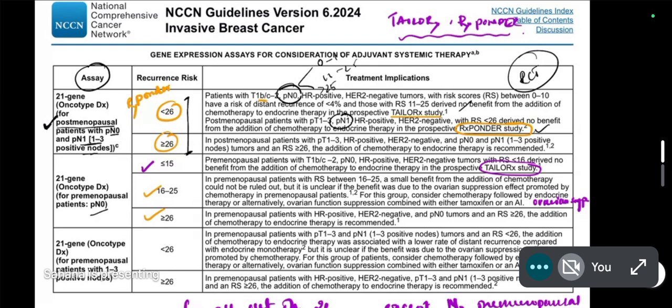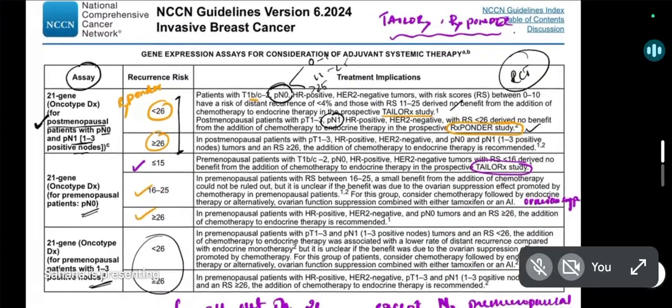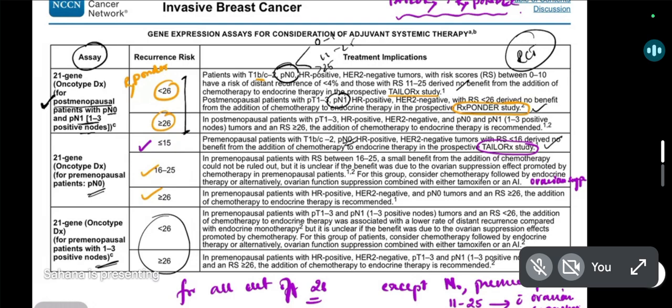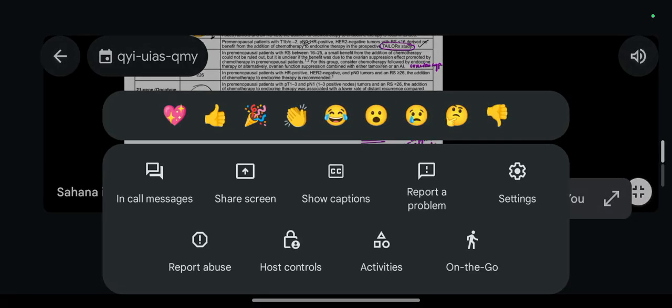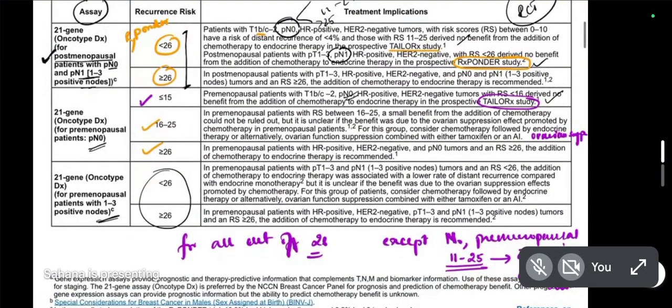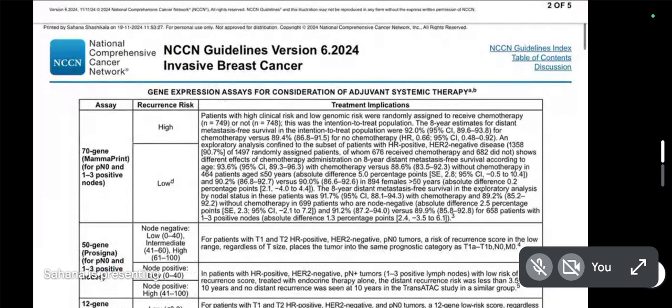In premenopausal, in node negative there is 3 categories. In node positive there is 2 categories. So in all N0s, you have to quote Taylor X and Rx ponder in N plus. So there's another thing to here. 11 to 25 score. Ovarian suppression has to be added and chemo can be avoided by softened text. Then 70 gene mamma print, there is high and low. Here it is for both N0 and N1. They've just said high and low.